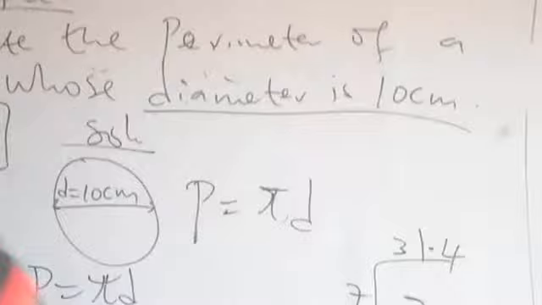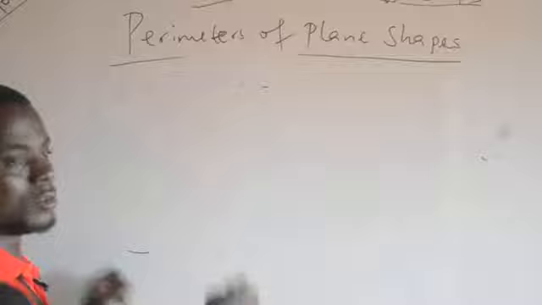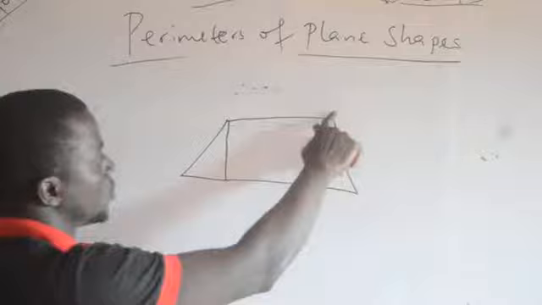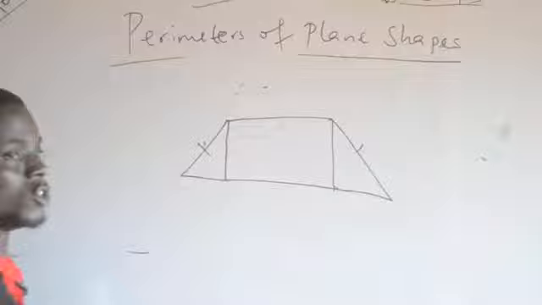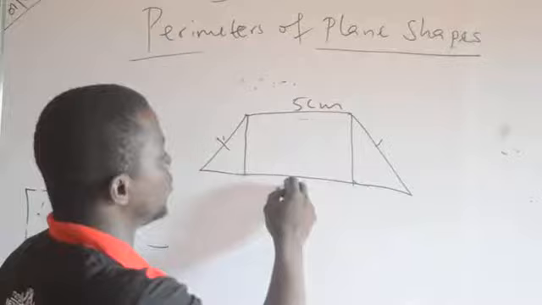Alright, there is something I want you to know before I rest my case. There are some questions you will see when practicing your assignment, your textbook. They might just draw a shape like this and say, find the perimeter of the shape below. Let me call this one an isosceles trapezium. They will just put 5 cm here, 20 cm here, then 7 cm here.